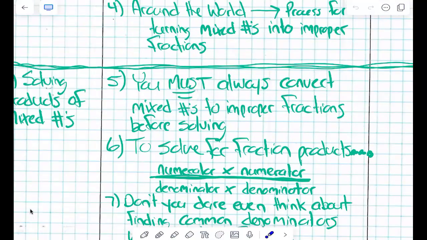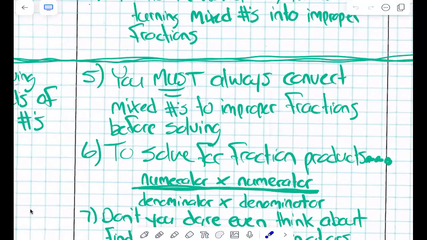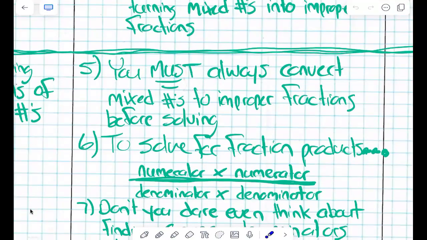Yes or no? Yes. On the count of 3, together, we're all going to say this again. 1, 2, 3. You must convert mixed numbers to improper fractions before solving. Every single time, right? Yes. Doesn't matter if you're adding, subtracting, multiplying, or dividing. You need to convert mixed numbers to improper fractions to solve.